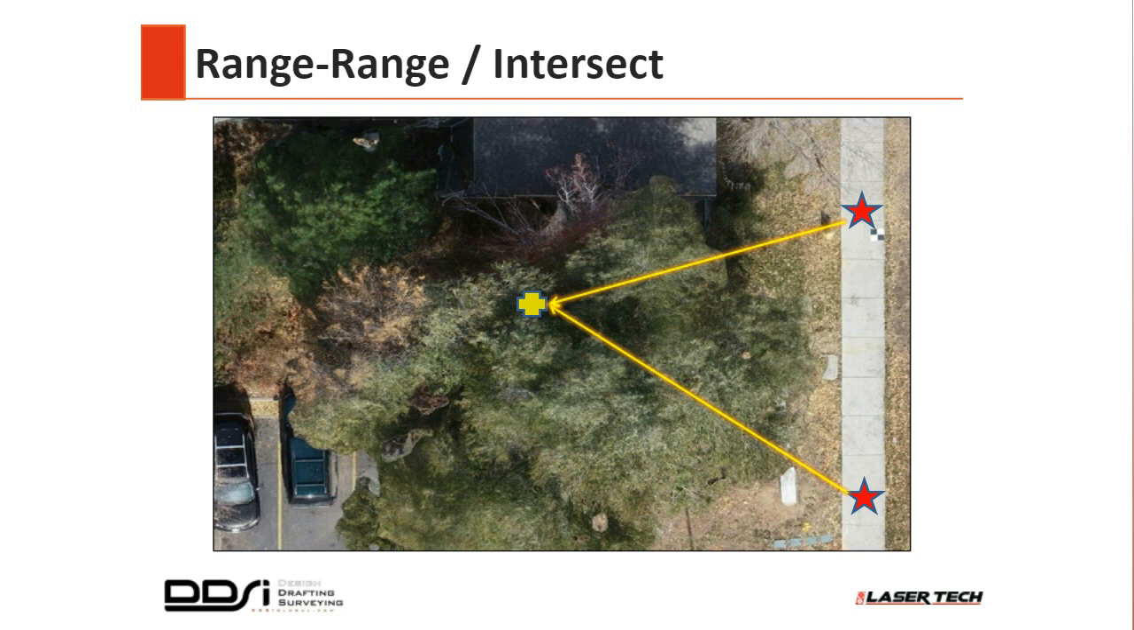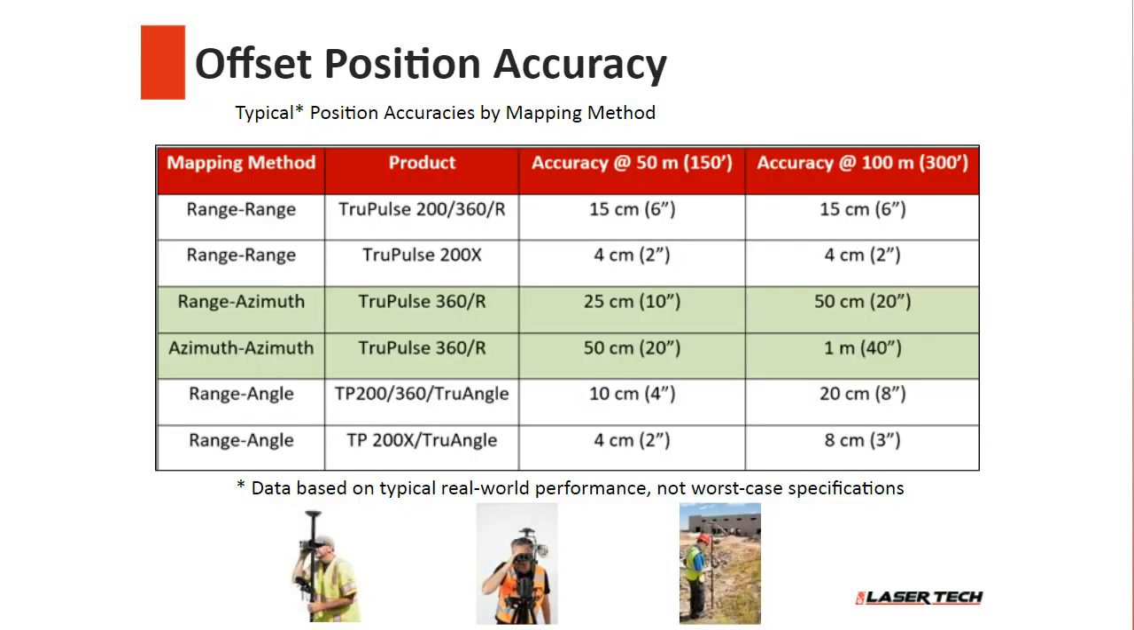Yeah. So let's talk about some of the accuracies for these methods that we've been discussing. You can see at the top of this table here, the table is separated by a mapping method, product, and then some accuracies at a couple of different distances that you might run into. You can see at the top here these range values. We're nice and tight with even the standard TruePulse models, but then great within a couple inches with that 200X model. And one important thing to note is that it doesn't change when you go from measuring 150 feet to 300 feet.